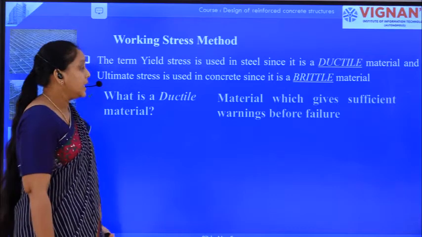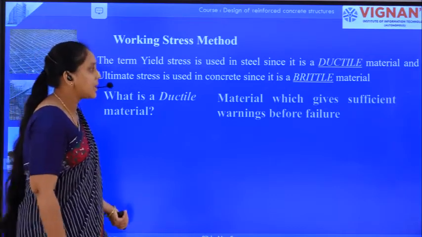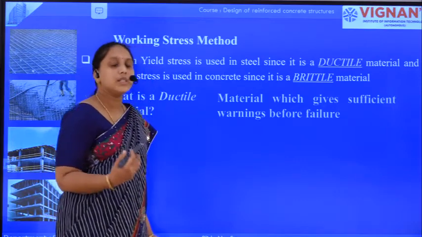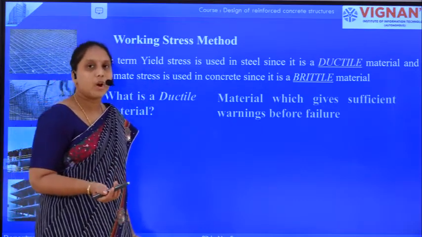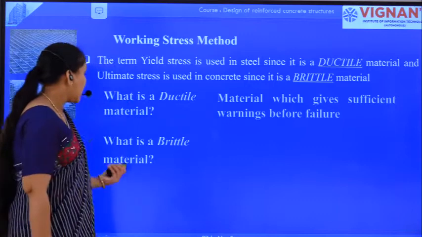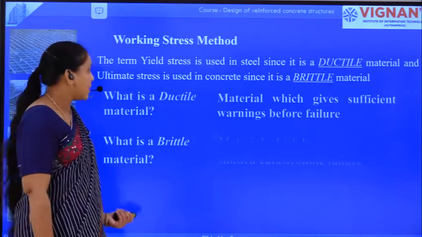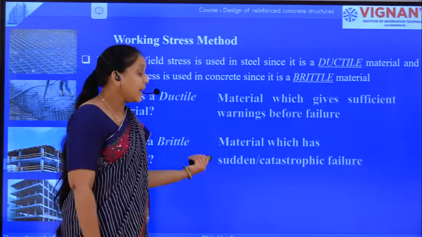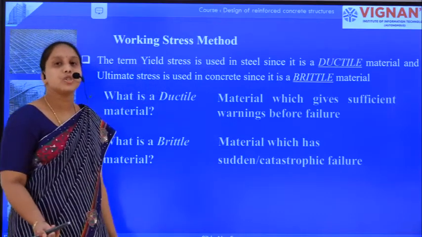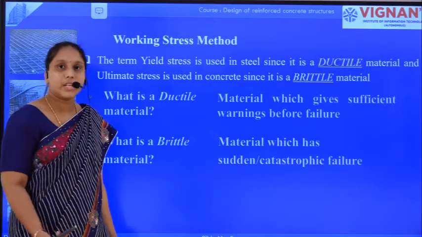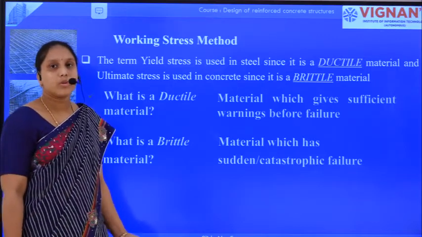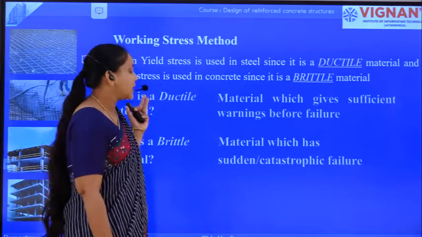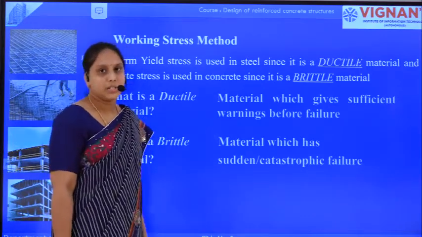We have already discussed this. A ductile material is a material which gives sufficient warning before the failure. That is, it doesn't suddenly fail on loads. And the other one is a brittle material, the material which has a sudden failure. Due to the application of the loads, it suddenly fails. It doesn't give any warning before the failure. So concrete is a brittle material and steel is a ductile material.